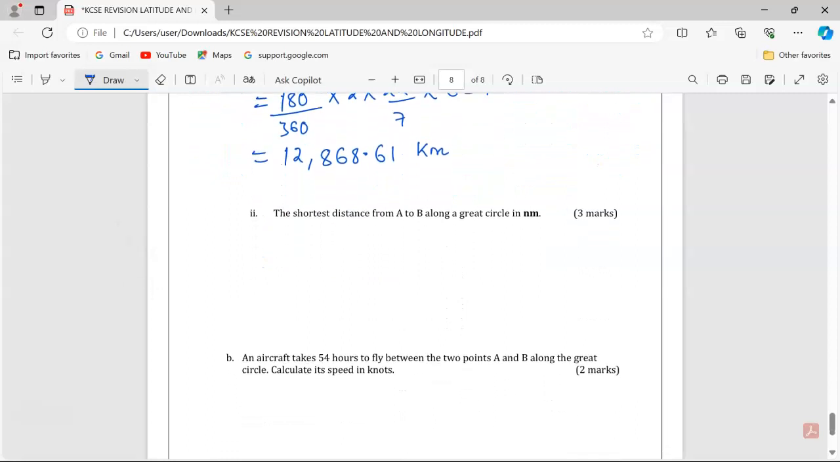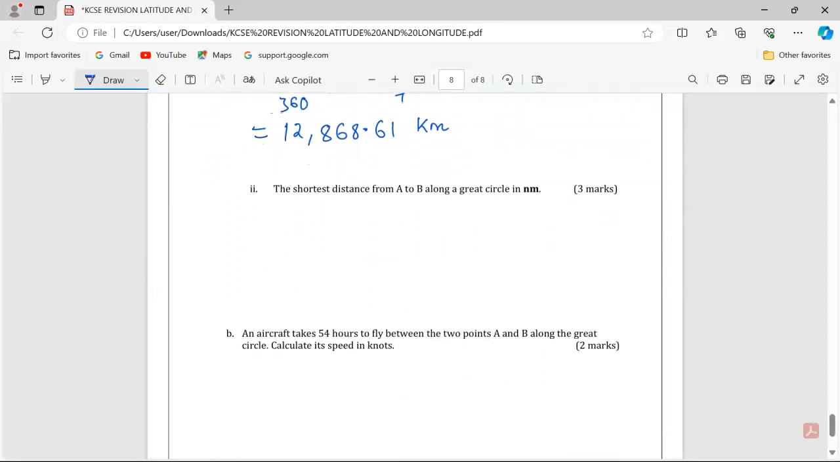The shortest distance from A to B along a great circle. So assuming that this is the equator, let me sketch this information. This is the equator, 0 degrees, equator. Then we are having the path, which is 150 in the west, then 30 degrees in the east.